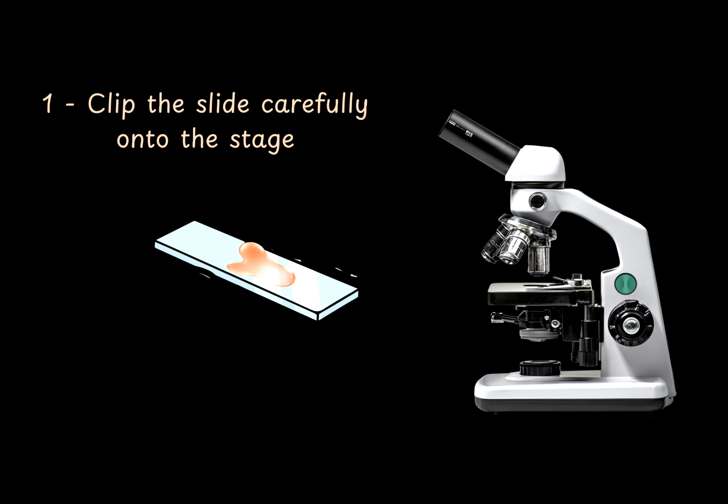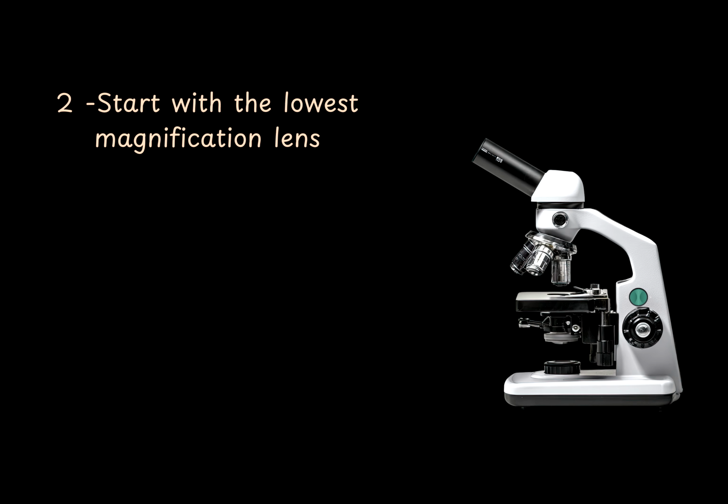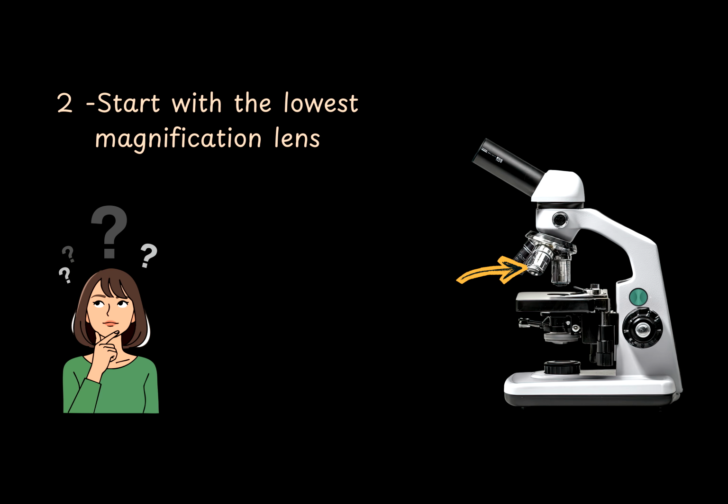These are now the steps that you would take to observe your specimen using the microscope. So step 1, clip the slide carefully onto the stage. Step 2, start with the lowest magnification. And the microscope that I use at my school, the lowest is times 4. All right, so we're using the lowest magnification, and that could be an exam question.